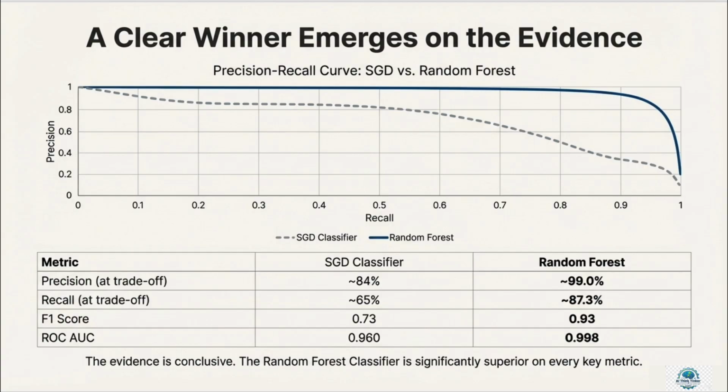If we look at the metrics table, random forest achieves 99% precision while still maintaining 87% recall. Its F1 score jumps from 0.73 to 0.93, and the ROC AUC is practically perfect at 0.998. By using these advanced metrics, we have empirically proven that the random forest is the superior model for this specific task, far beyond what a simple accuracy score could have told us.